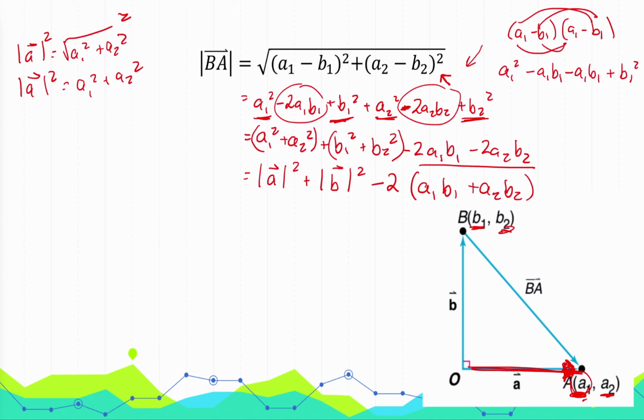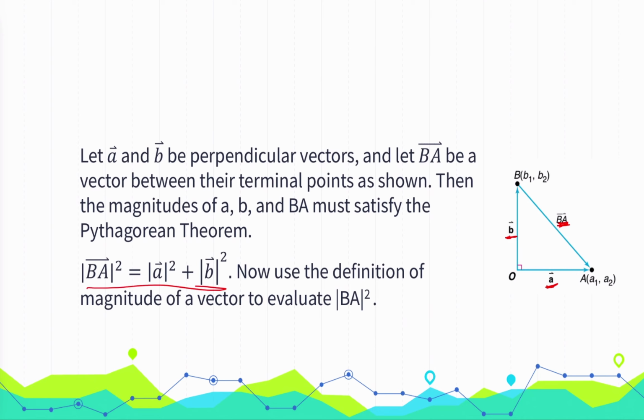So what I should have done up here is square this and get rid of the square root. So get rid of that square root there. And so what I get is that BA squared is equal to A squared plus B squared minus 2 times A1B1 plus A2B2. But if I go back to the last page here, BA squared equals A squared plus B squared.